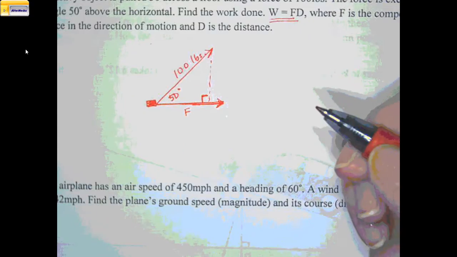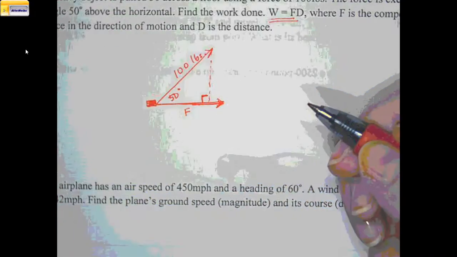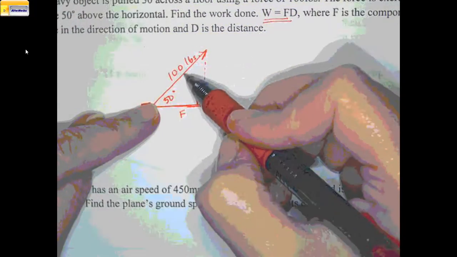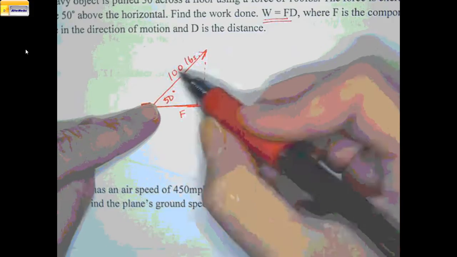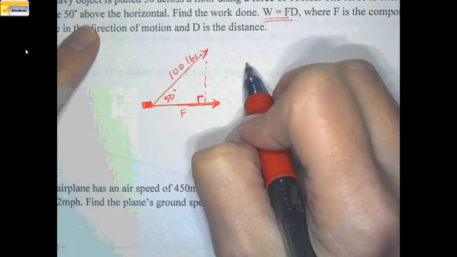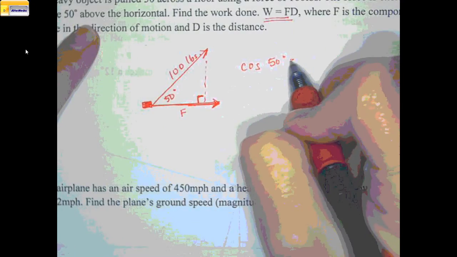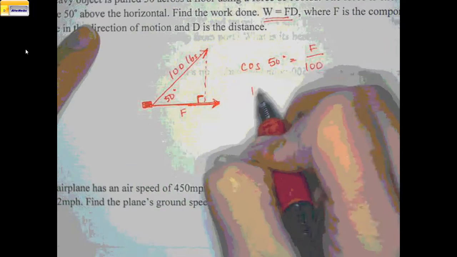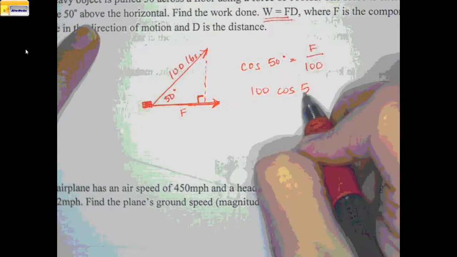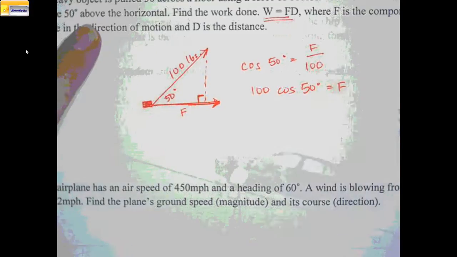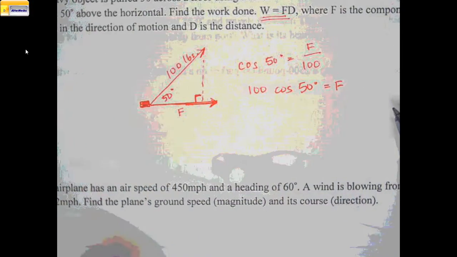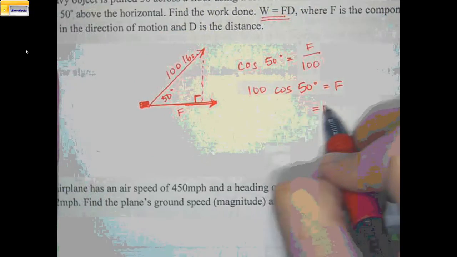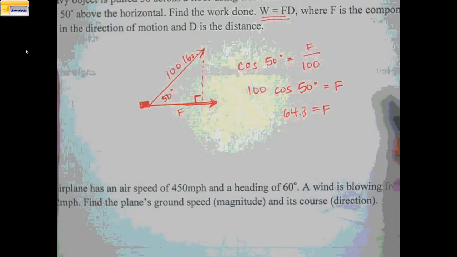How are we going to do this? It's a right triangle. We've got an angle. I need the adjacent side, and I have the hypotenuse. Cosine. So can't we just do cosine of 50 degrees is adjacent over hypotenuse. So we have 100 times cosine of 50 degrees equals F. What do you guys get? 64.3.